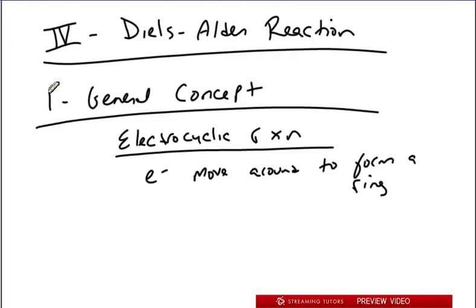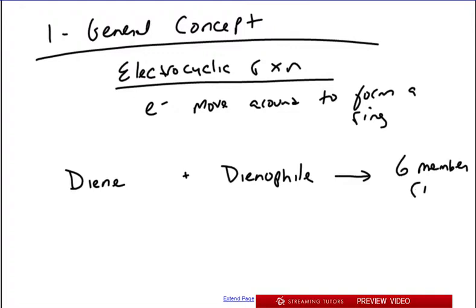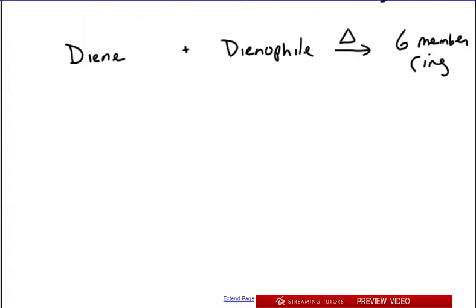So for our particular reaction, we need two things. We need a diene and we need a dienophile. And together, they will always make a 6-membered ring. Now, this is so important because you're always going to make a 6-membered ring by doing this process, this Diels Alder reaction. Now, there are other types of electrocyclic reactions, and we'll see them towards the end of this review. But for now, we're going to focus in on the Diels Alder reaction. So you have a diene and dienophile, and they come together with heat to make a 6-membered ring.